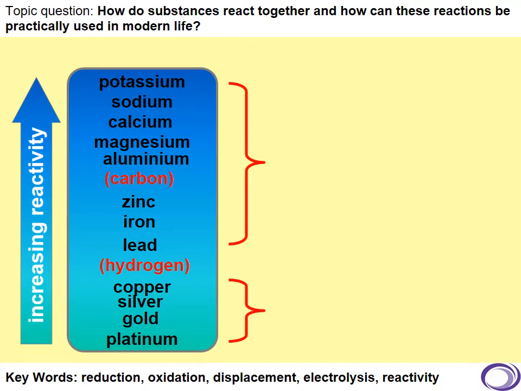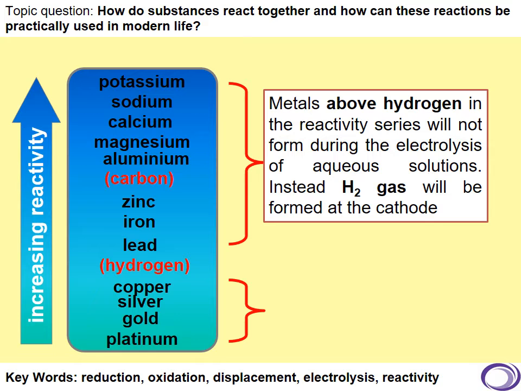If we now return to the reactivity series, we can see that metals above hydrogen, so we put hydrogen and carbon in the reactivity series even though they are not metals, will not form during electrolysis of aqueous solutions. This is because they are more reactive and therefore more likely to lose their electrons to gain that full outer shell. This means that hydrogen will be produced in the form of hydrogen gas instead of the metals.